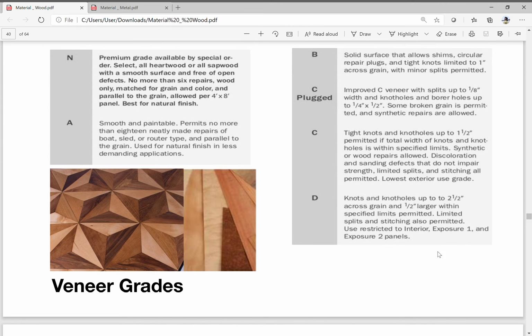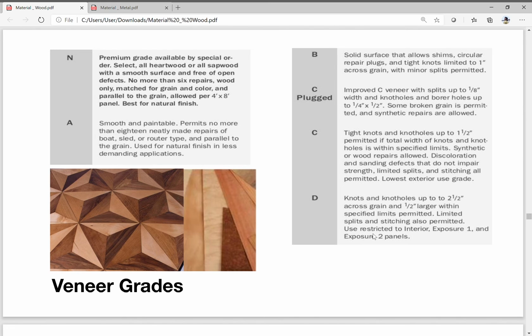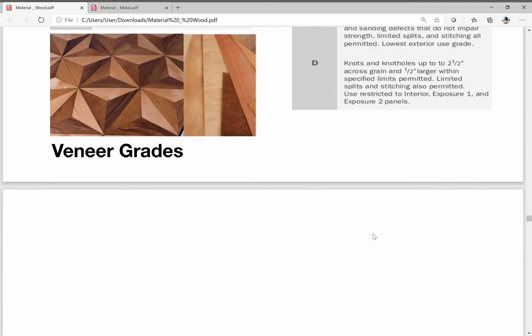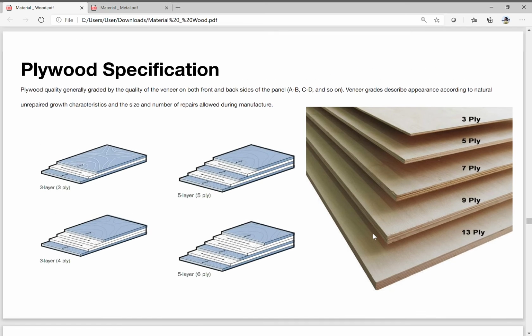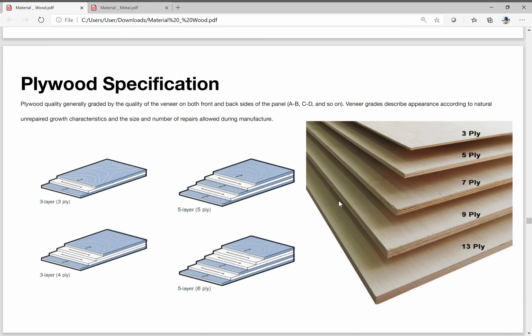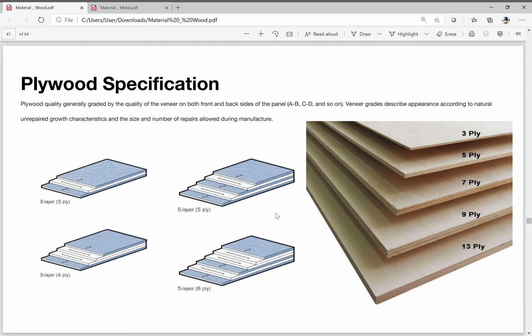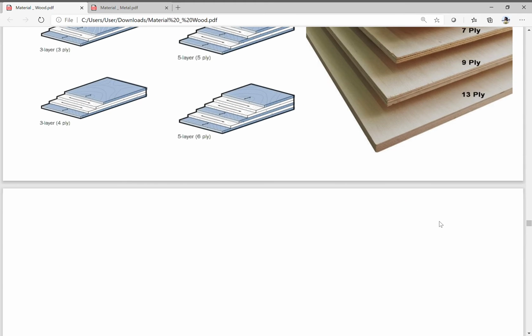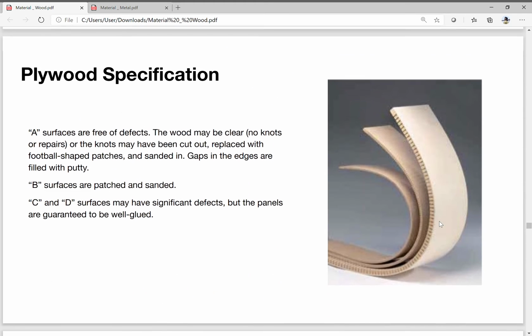So the premium it is, the more suitable it is for natural finish. The rest you can actually use other applications to improve the quality. So your wood specification. These are the varying plywood specifications. You have your 3 ply, 4 ply, 5 ply, and then 6 ply. It depends on the application, and it depends on the thickness that you'll be requiring. Okay, so same for veneer.